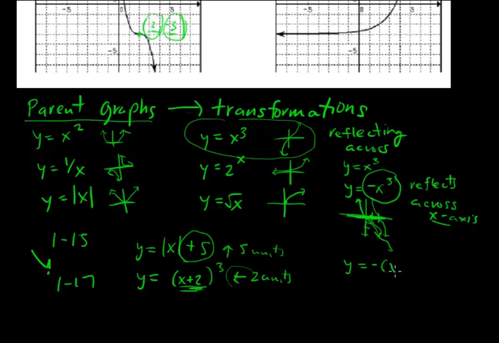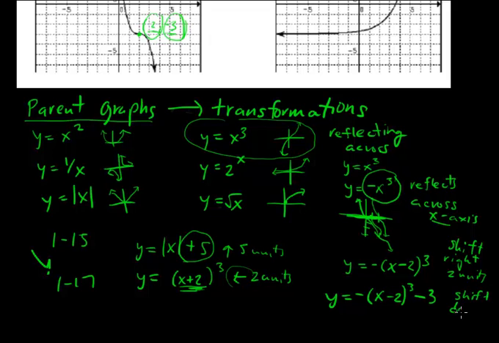So we're going to take x minus 2. That's going to move it to the right 2 units. Shift right 2 units. And then y equals negative x minus 2 cubed. We want to shift it down 3 units. Minus 3 is going to shift it down 3 units. So we can get this as our answer to part A.